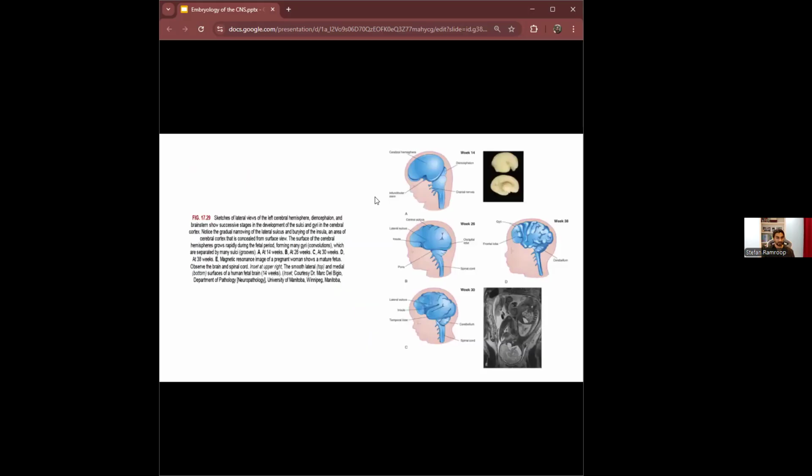This diagram just shows how the cortical surface will mature over time, showing you weeks 14, 26, 30, and 36.